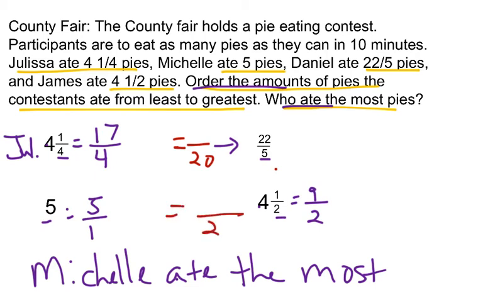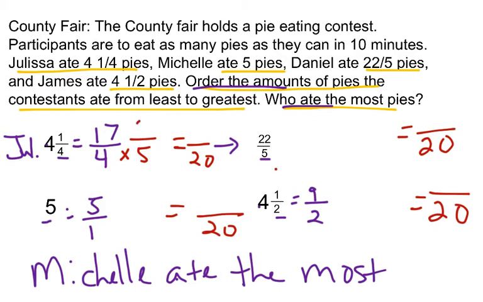So it's going to be over 20. Then I just have to ask myself, how do I get from each of these numbers to 20? Well, I know that 4 times 5 is 20, so I have to multiply 17 times 5. I know that 1 times 20 is 20, so I have to multiply 5 times 20 in my second example.